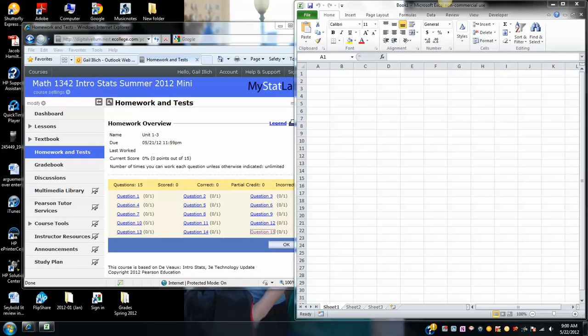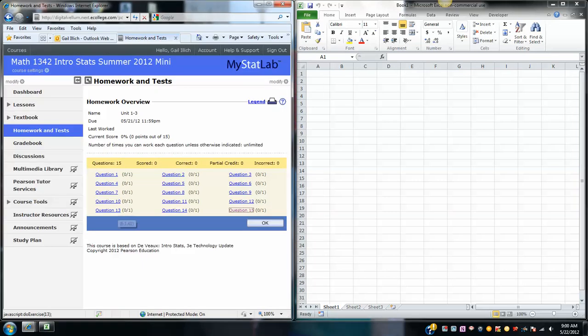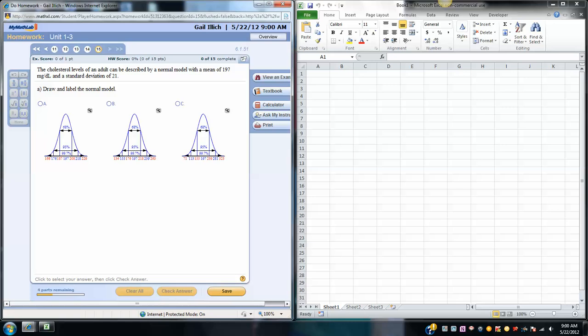Okay, so we're looking at homework question 15. It says the cholesterol levels of an adult can be defined by a normal model with a mean of 197 and a standard deviation of 21. And you're asked to draw and label the model.